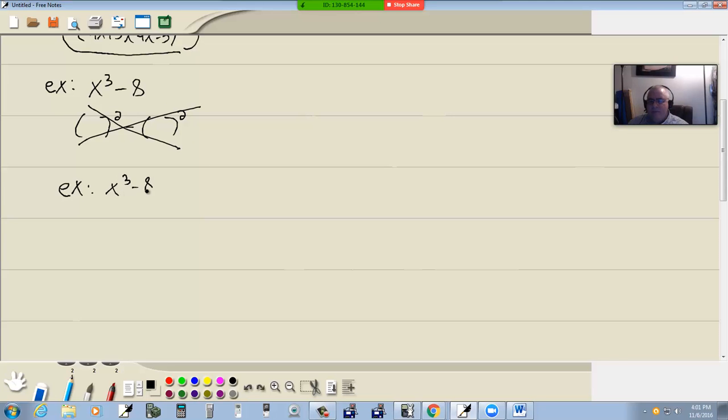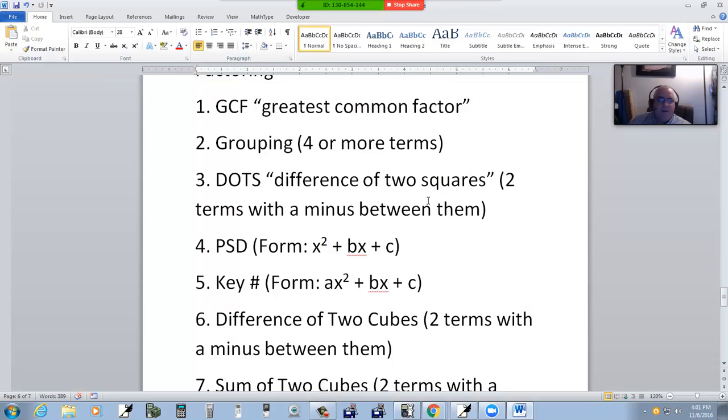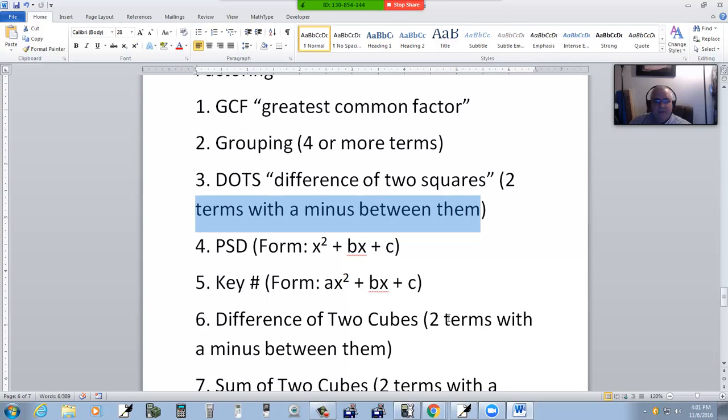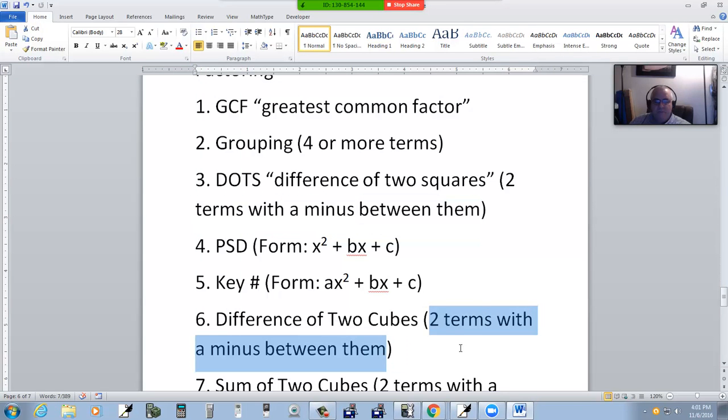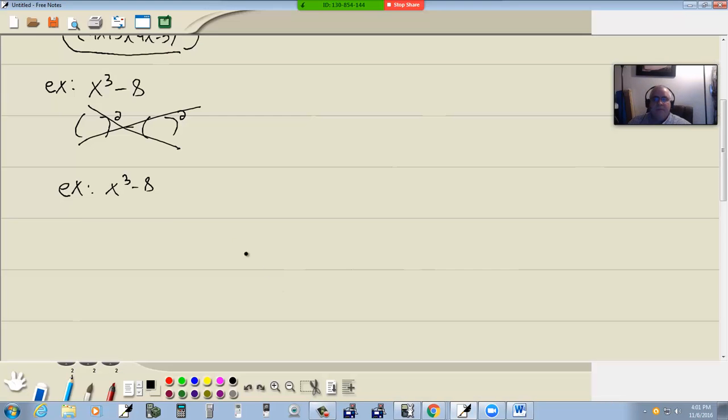Well, x to the third minus 8. As we go down through our list, you'll notice that this says 2 terms with a minus between them. But this one down here also says 2 terms with a minus between them. So this is going to be the difference of 2 cubes. And we try to write this as something to the third power minus something else to the third power.